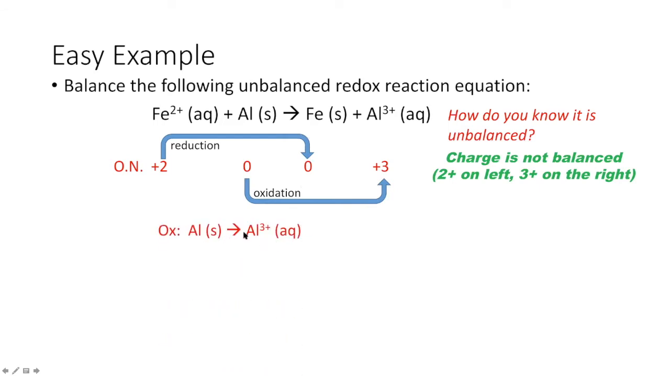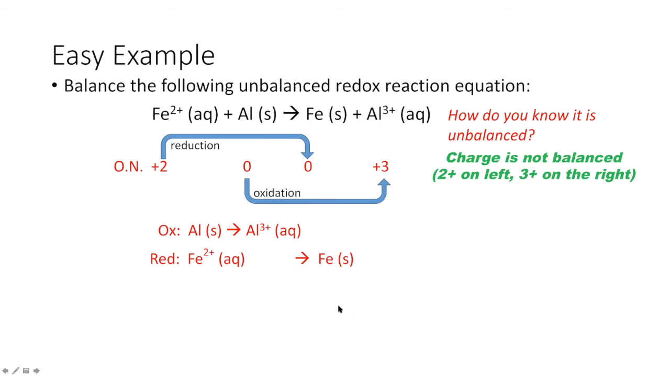Now I just break that up into the different half reactions. I said the oxidation half reaction was the aluminum becoming aluminum +3. And the reduction was the iron +2 becoming iron. Now you'll see why I left some space there in just a second.